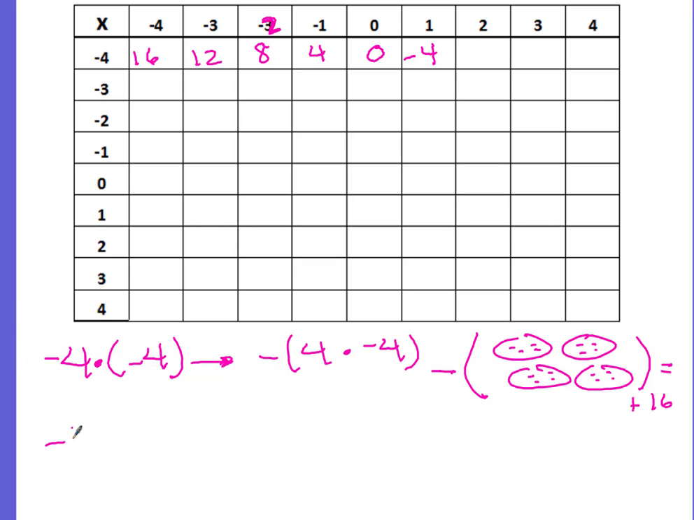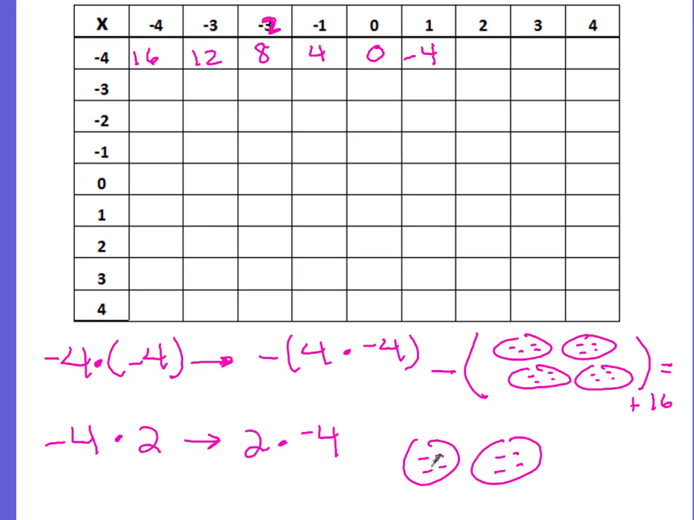So let's come up to -4 groups of positive 2. This time we still don't want the negative groups, so I'm going to use the commutative property, and I'm going to rewrite this as 2 groups of -4. So when I model it, I just need 2 groups. Inside each group, 4 negatives. Now, count them, there's -8.